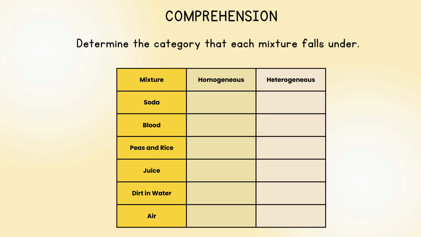Determine the category that each mixture falls under. So here you would need to determine if the mixture is homogeneous, which means uniform throughout, or heterogeneous, which means that it's lacking uniformity.